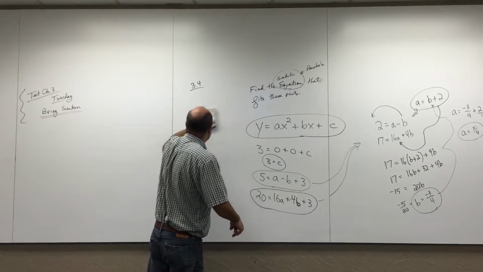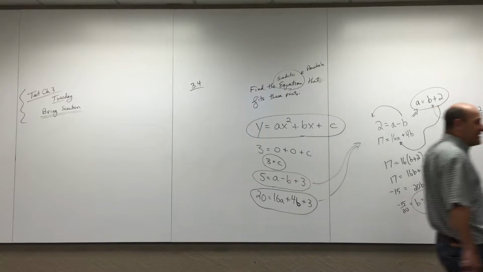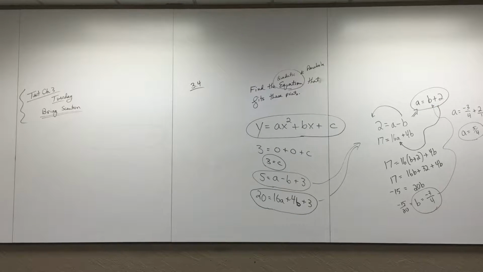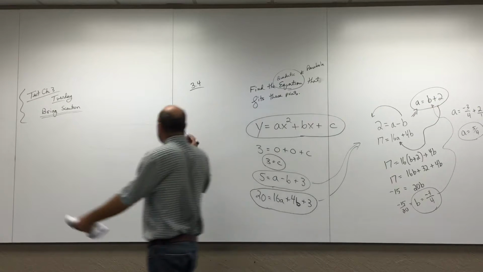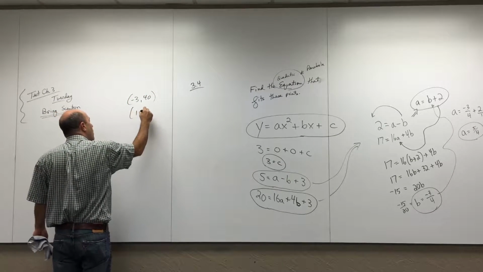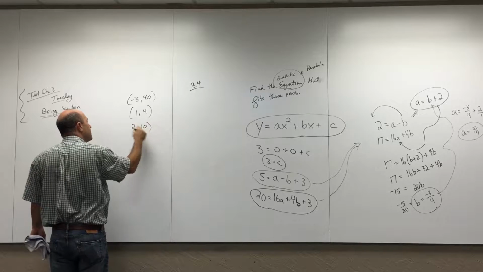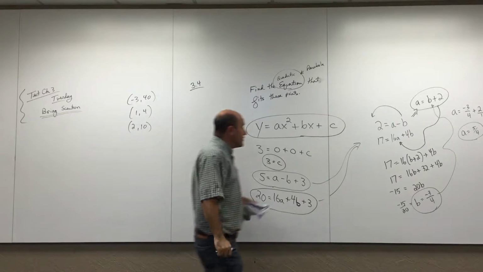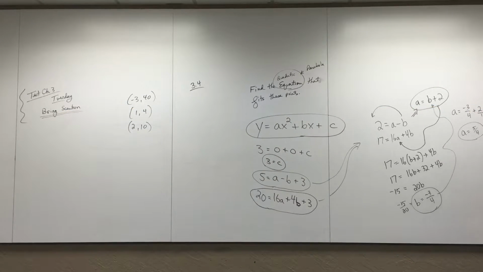I just found the last one in 3-4. It might be a little tougher. This one has the points (-3, 40), (1, 4), and (2, 10). They're giving me these 3 points, and it's really the same game. Find the equation of the parabola.